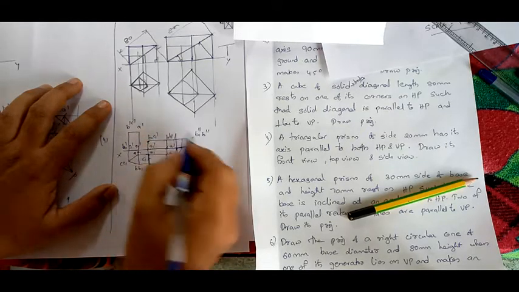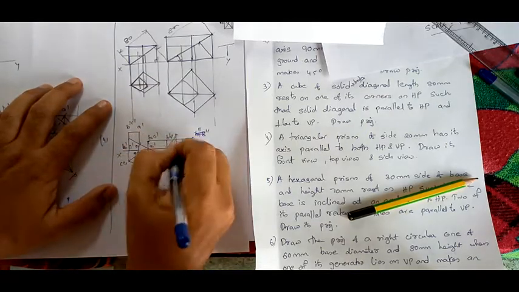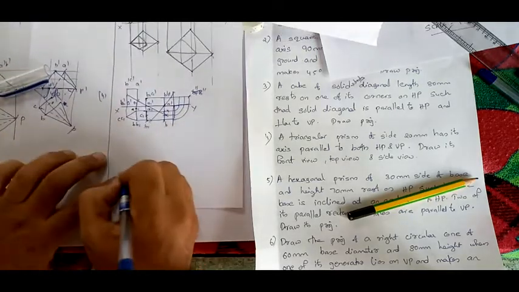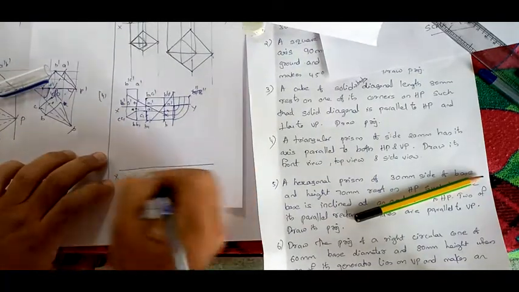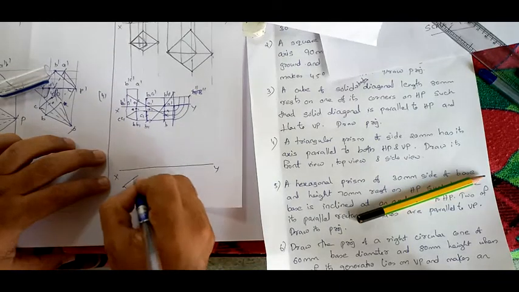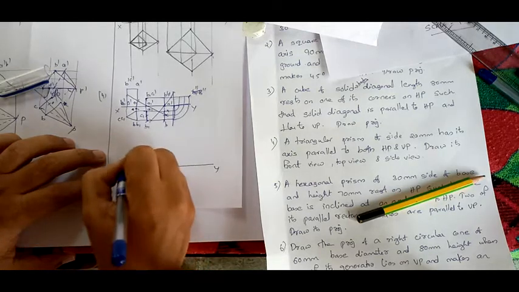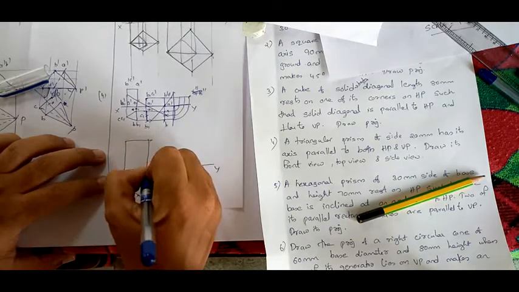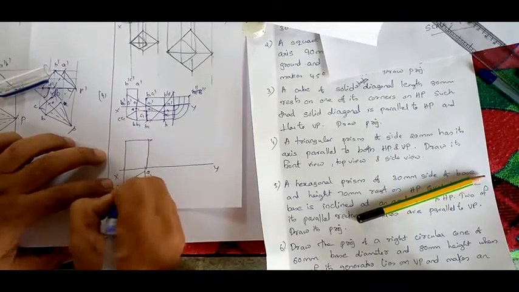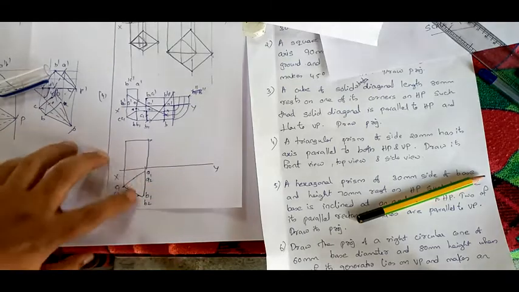I have marked it wrong. The markings were wrong. I will tell you once more. X, Y, then I will make a larger figure. This will be your front view. This will be your corresponding top view. This will be A1, B1, C1. Similarly A2, B2, C2. You have two triangles, right?